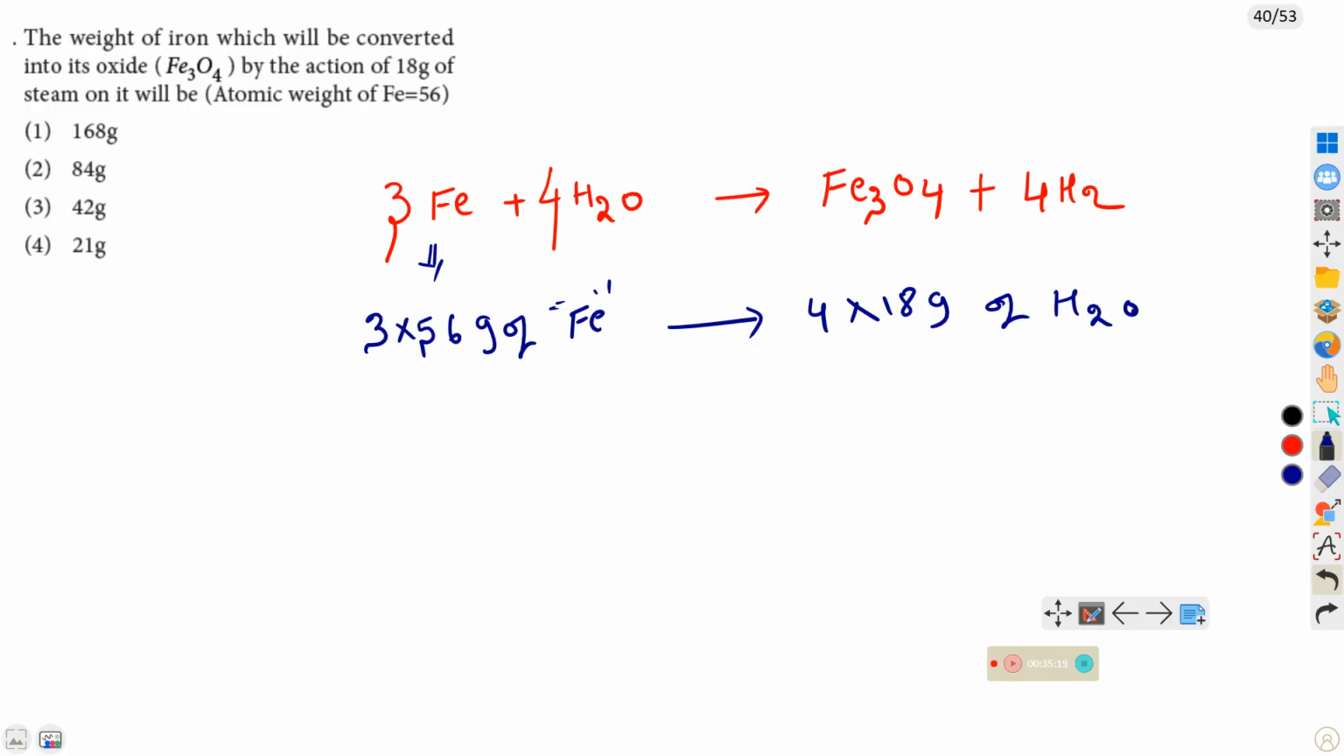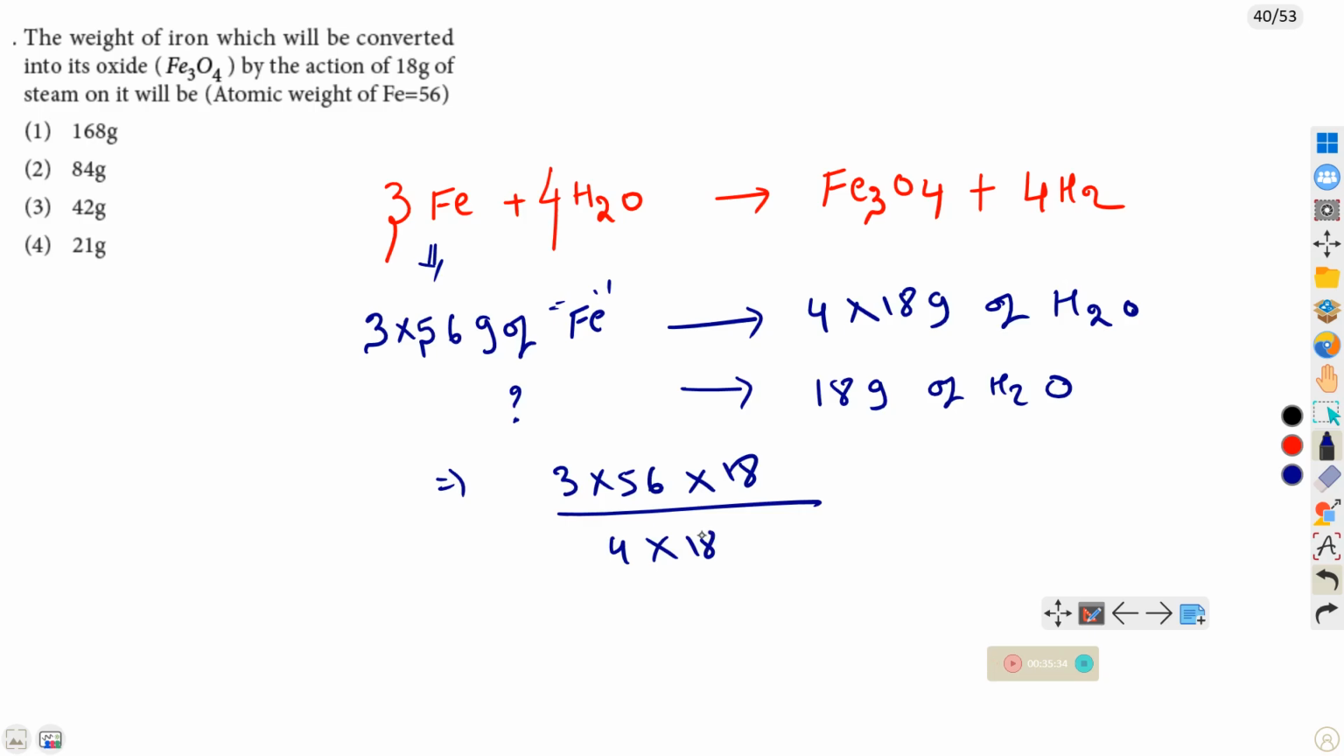Calculate the weight of iron when 18 grams of steam reacts with how many grams of iron? 3 into 56 into 18 by 4 into 18. 18 and 18 cancel. So 14 times 3 is 42 grams.